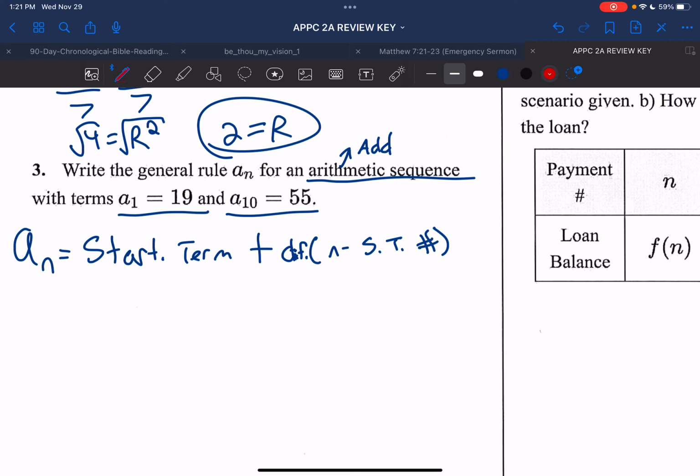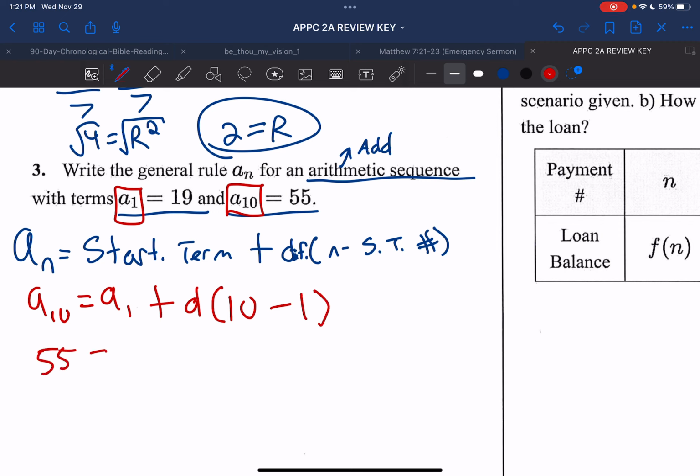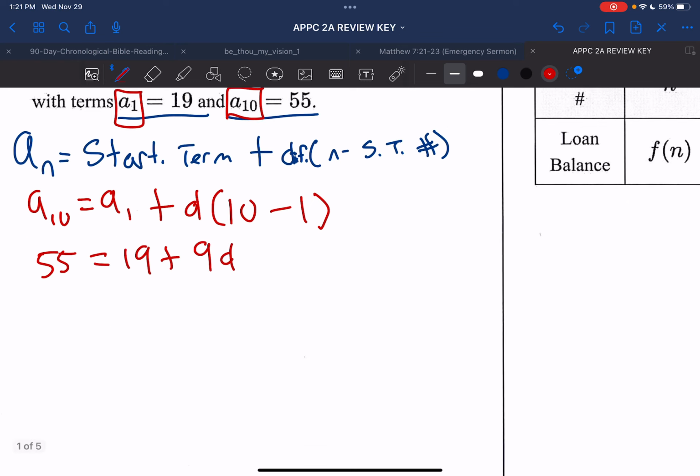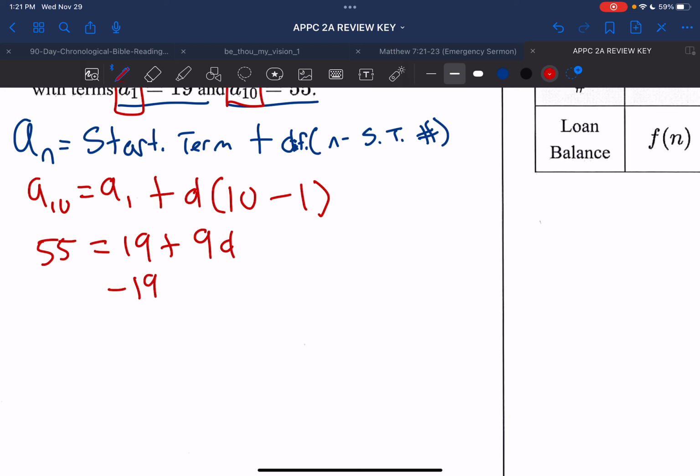Okay, so in this case I end at a10. It's going to be a10 equals a1. That's where I started at. Plus my difference. Obviously I don't know my difference here. That's what I'm using this to find. And then I ended at 10 minus 1. So if I plug in what I know, I've got 55 equals 19 plus 9d. Just generic algebra now.